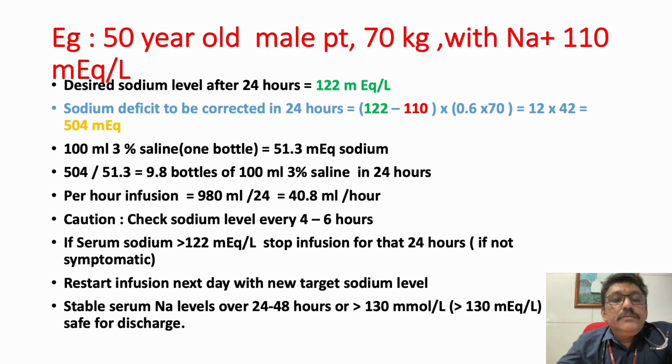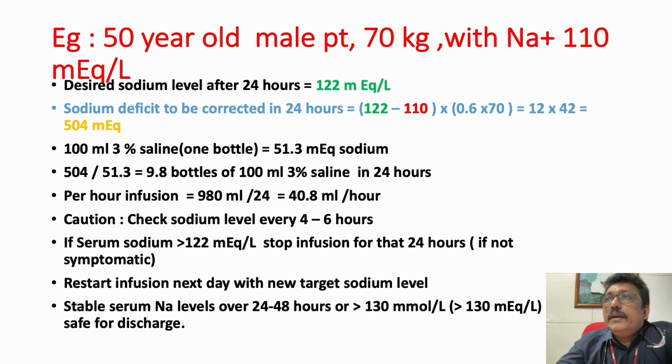And remember, if it is severely symptomatic, we can give this much, 40.8 ml per hour correction can be given. But if the patient is fully stable, not having any neurological problem, we should only correct half of the amount. So we can safely give 15 to 20 ml per hour for the next 24 hours. The rest can be corrected the next day. Fast correction is not required unless there is an emergency. And we can also try the oral route.